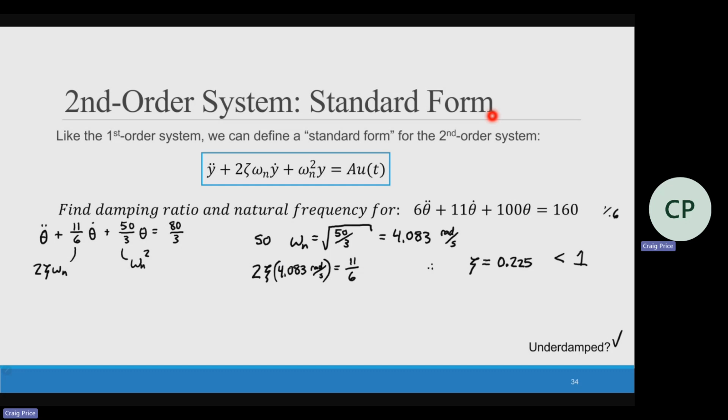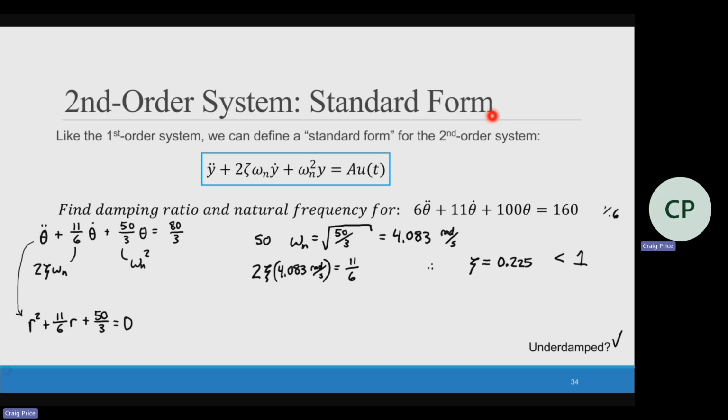One thing I want to do real fast, I want to show you some of the roots. We were talking about the root locations. If it's underdamped, what does that mean? Well, if I created the characteristic equation for this, we have r squared plus 11/6 r plus 50/3 equals 0. That's the characteristic equation from here. You could do it with s's as well. It doesn't matter. Roots, poles, same thing.